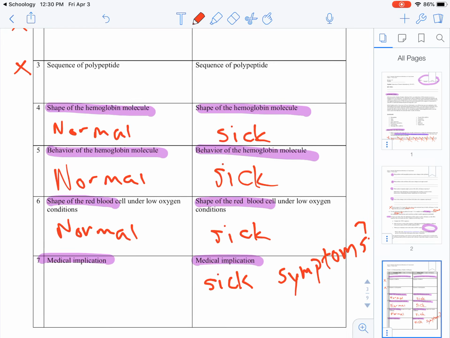And then this here, you can actually just write normal in that space because there's nothing different about somebody that does not have sickle cell disease. I hope this helps you all.